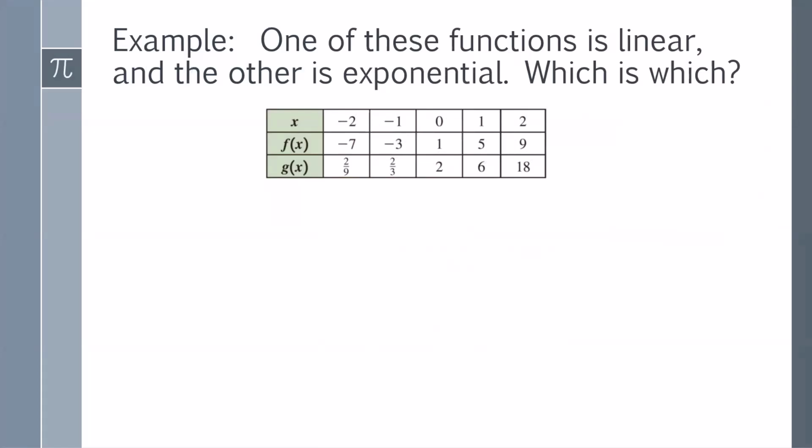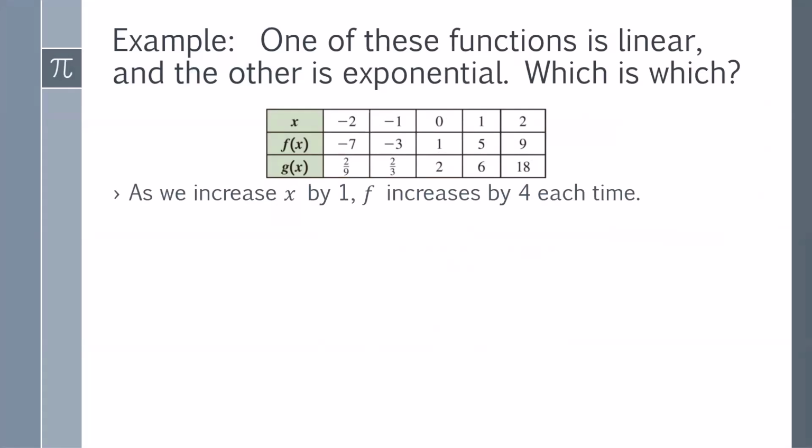Here's an example. One of these functions is exponential and the other is linear. Which is which? Let's start by looking at f. As we increase x by 1, f increases by 4 each time, going from -7 to -3 to 1 to 5 to 9, each time increasing by 4 units.